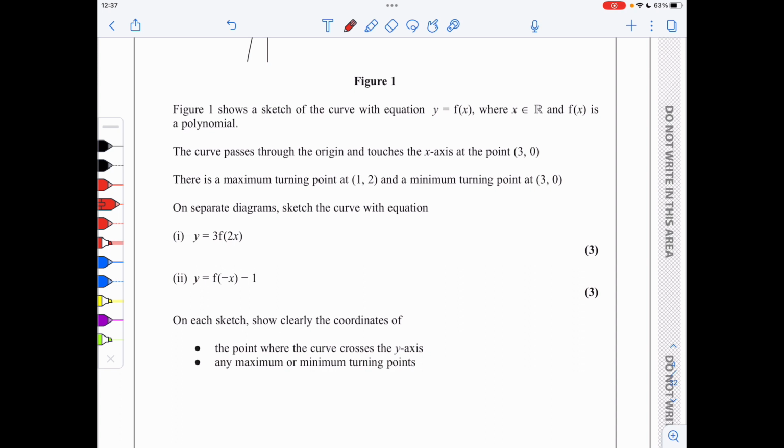The 2x means that we divide x by 2. So it's a stretch along the horizontal, scale factor of a half, and the 3 outside is a stretch along the vertical, scale factor of 3. So we multiply the y by 3. So all x values are to be divided by 2 and all y values are to be multiplied by 3.